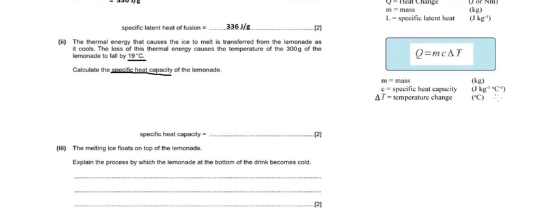So when the lemonade is losing the heat, its temperature decreases. Its temperature basically decreases by how much amount? 19 degrees Celsius. Okay, so that is nothing but the change in temperature. So initially it would have the temperature by the value 19 degrees Celsius higher than the current value.